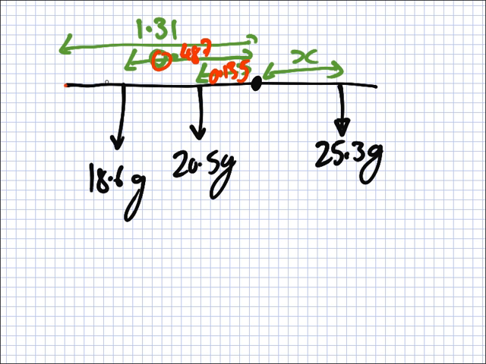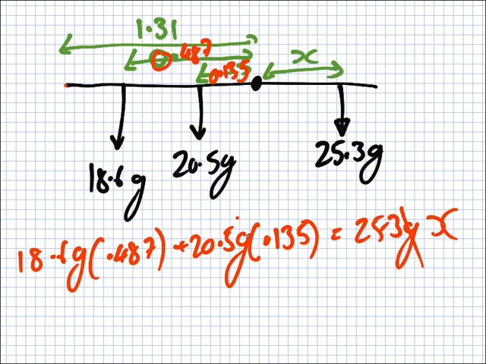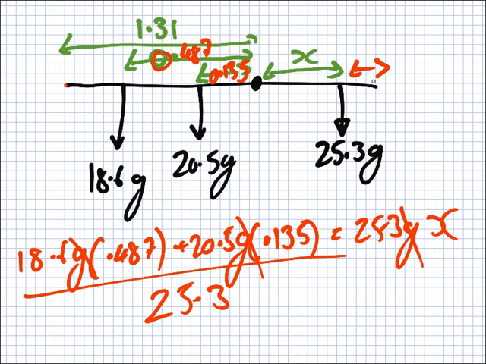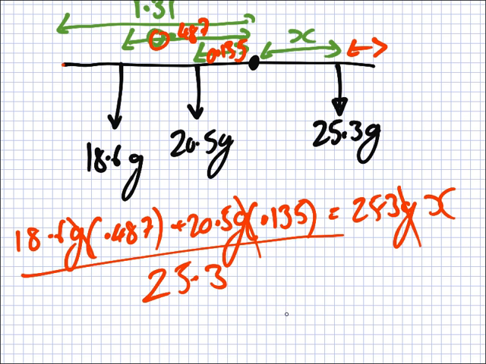Sorry. So it's 18.6 G times 0.487 plus 20.5 G times 0.135 equals 25.3 G times X. We might as well get rid of all the G's and then divide by 25.3. But I don't think it's the X that I wanted. I wanted this distance here. So you do that minus the other.